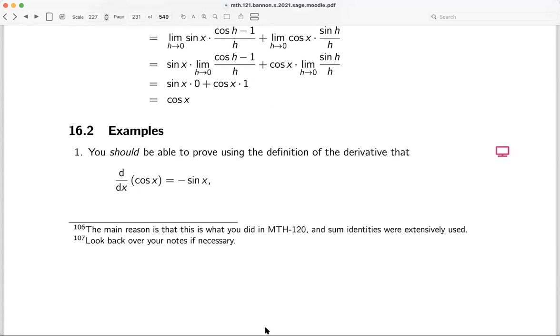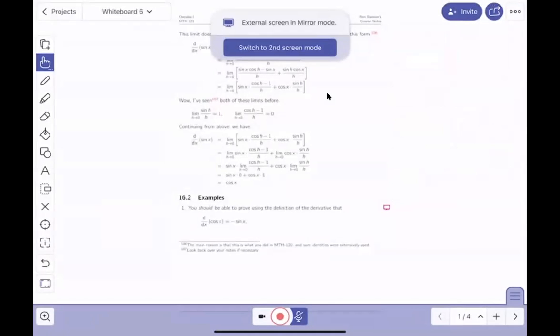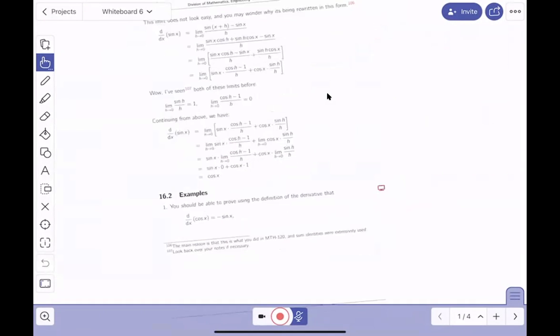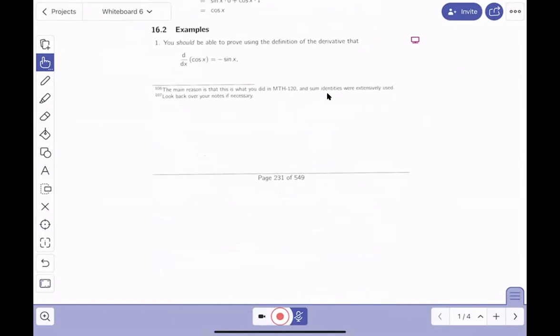Let me do that. In other words, you're going to be taking notes. So let's take a look. What am I seeing over here? Example. What they say is that you should be able to prove, using the definition of the derivative, that this is equal to minus sine of x. So let's go through that.